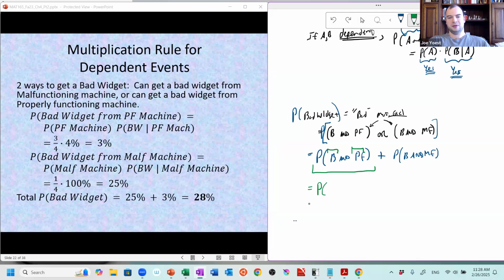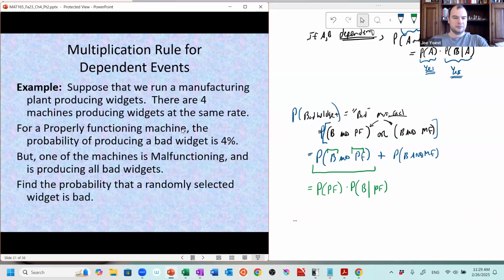So instead of making the probability by itself, probability of bad widget, I'm going to make it probability of properly functioning machine. Well, that I know. I know that 3 of the 4 machines are properly functioning, producing widgets at the same rate. So the probability that a given widget comes from a properly functioning machine is 3/4. And then I have times probability that I get a bad widget given it came from a properly functioning machine. This I also know. Given a widget comes from a properly functioning machine, I know that the probability that it's a bad widget is 4%.